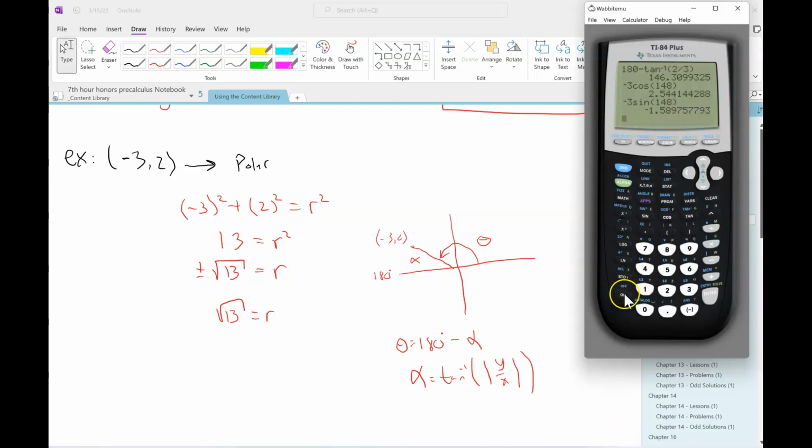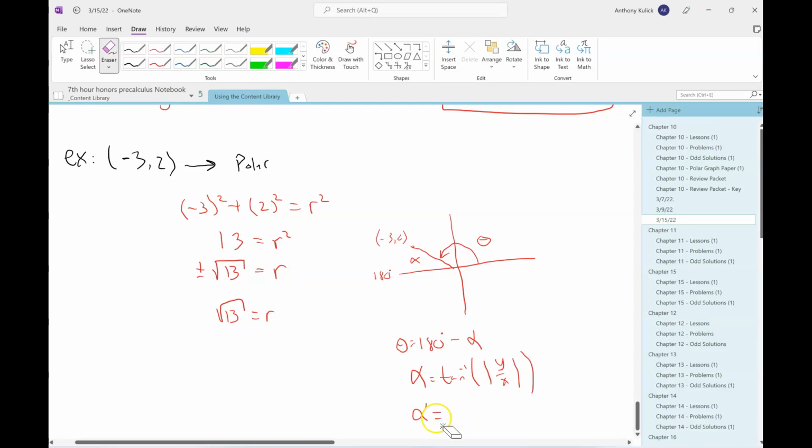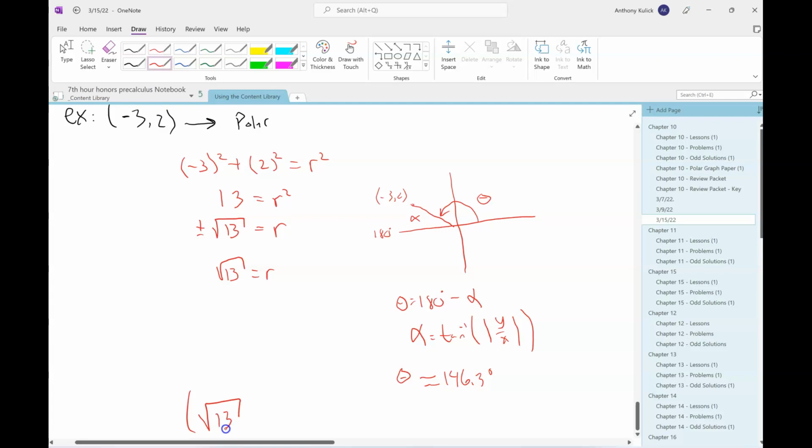So it's calculator time for me. So 180 minus tan inverse, and then the absolute value of 2 over negative 3. I'm not going to bother with the absolute value. I'm just going to do it on my calculator, make it tan inverse of positive 2/3. And I get 146.3 as my alpha. Or I'm sorry, my whole theta. My apologies, I did the whole thing there. So one possible answer could be this, right? That's a point that works.